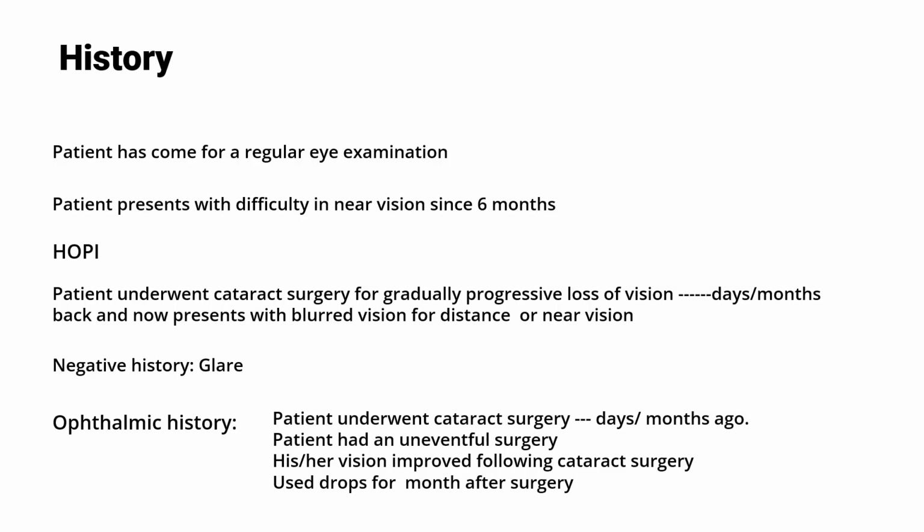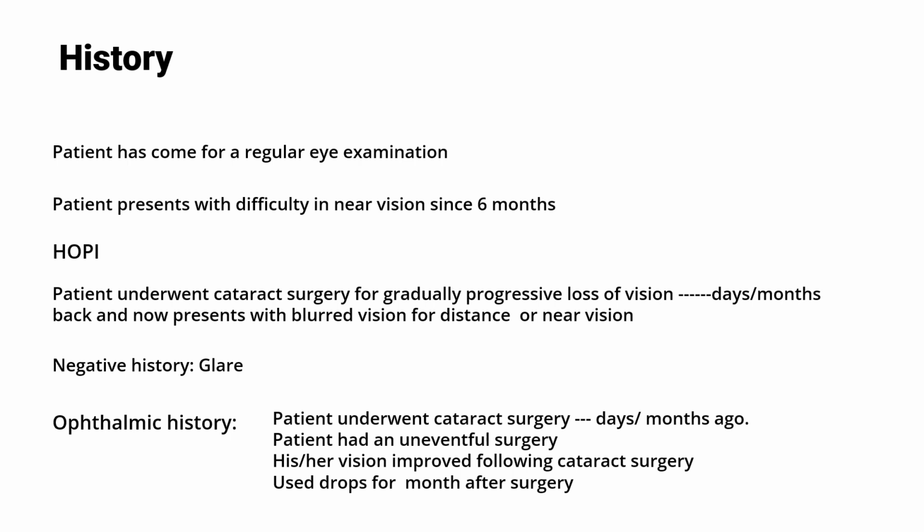So history, usually, is obviously a patient who has undergone cataract surgery. Your history, you might think nothing is relevant, but you have to say patient has come for a regular eye examination, or if a patient has difficulty in vision, which they might have, like they've undergone surgery 1 year back and now they present with diminution of vision, or they might say their distant vision is fine but their near vision is reduced. So you have to give that history and present it. Patient presents with difficulty in near vision since 6 months.